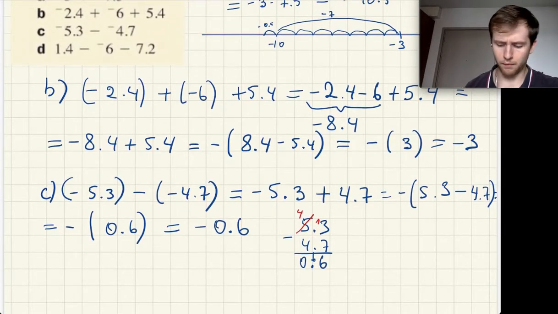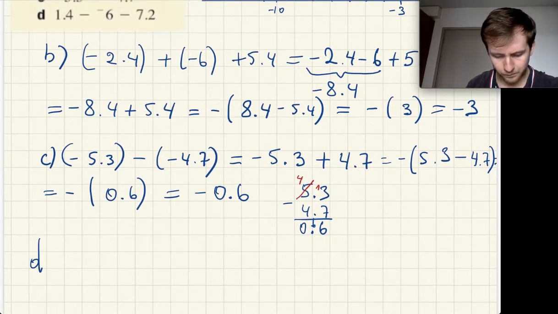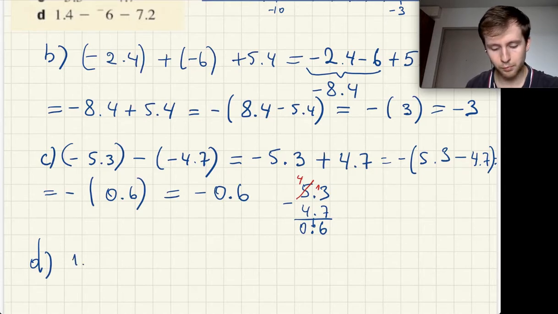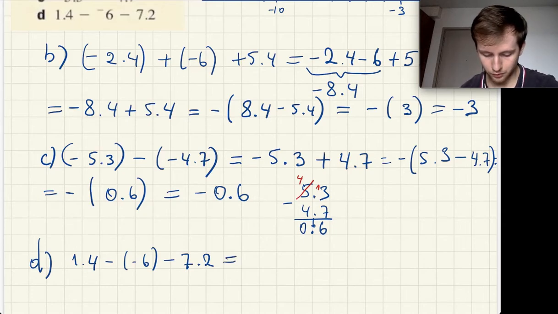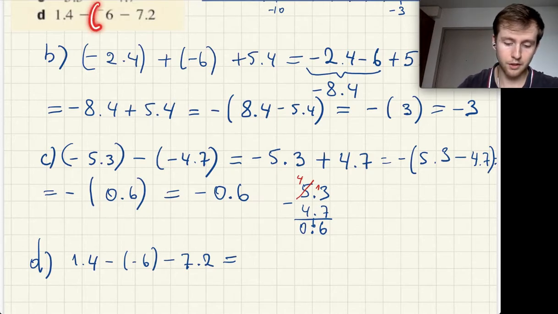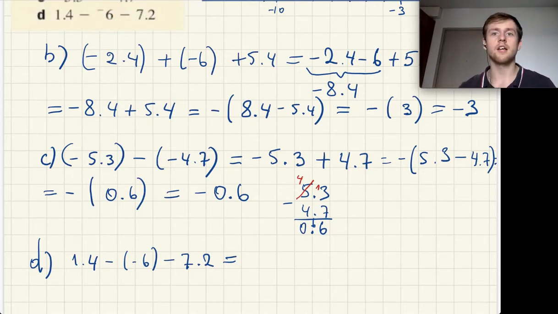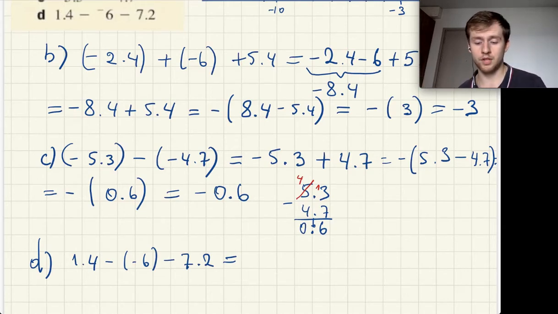Okay, what else do we have? We have D, and in D we have 1.4 minus negative 6 minus 7.2. Let's figure this out. So first, of course, let's open the brackets. So I like to always write negative numbers in the brackets. I think it helps to clear the confusion, because sometimes there is minus and sometimes there is a negative number. Essentially it's the same thing, but it's still good to separate them.